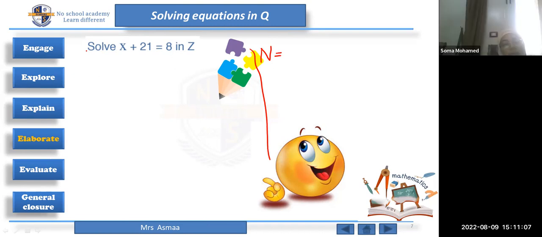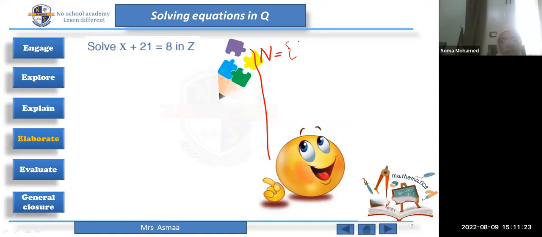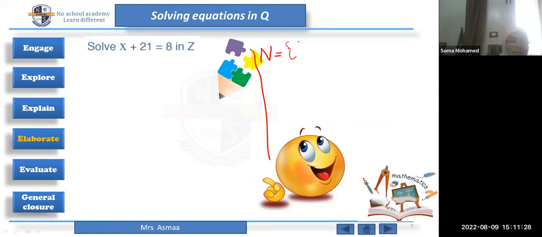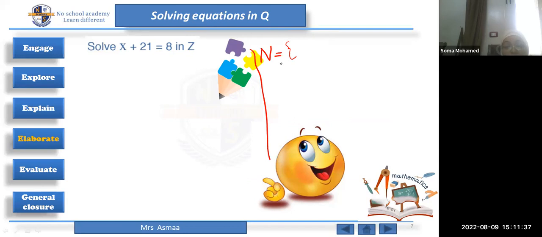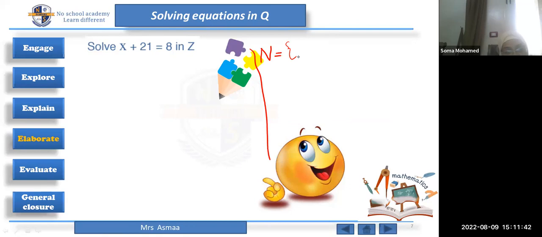All numbers with 0. Like what? Give me an example. From 0 to infinity. So 0, continue: 1, 2, 3, 4. What is your opinion? Who raises their hand? Saja, what's your opinion? I agree. Agree? Yes.